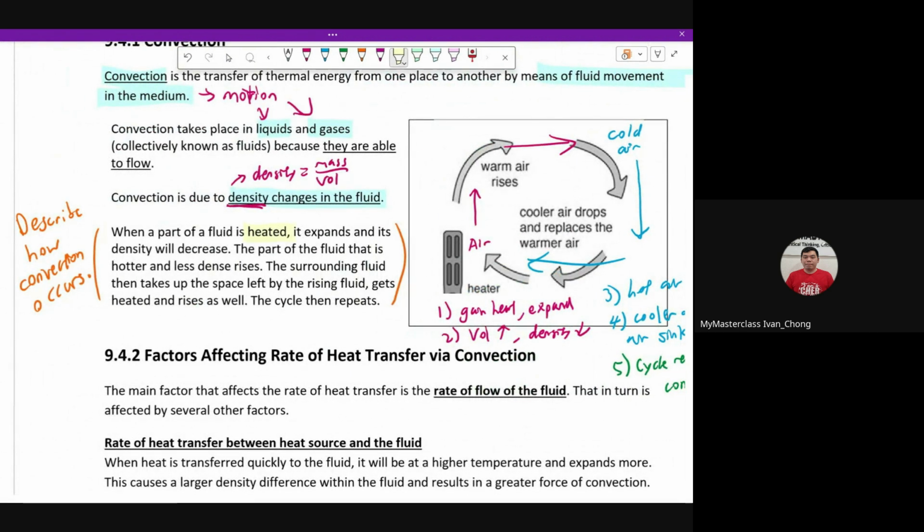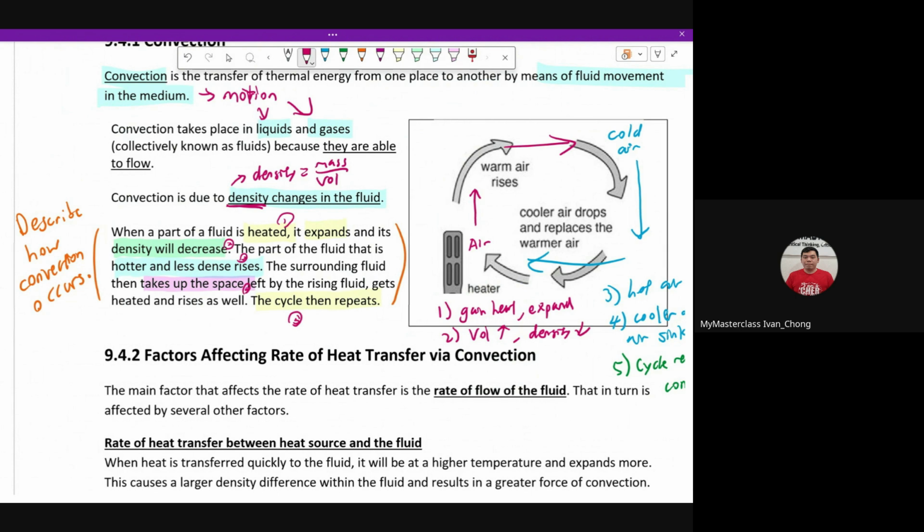When you gain heat, expand, density decreases. Okay, part one, part two. So what happens? Hotter air will rise up. The cooler air will cool down, replace it, and the cycle repeats. Okay, so you can see all the different steps. Step one, step two, step three, step four, step five.